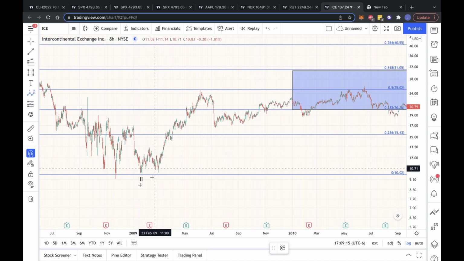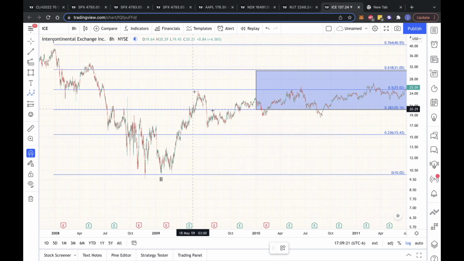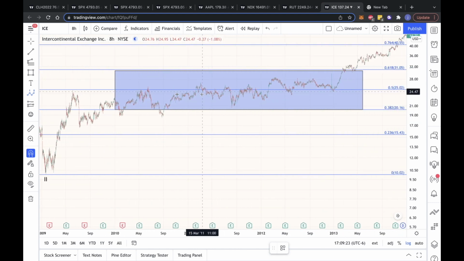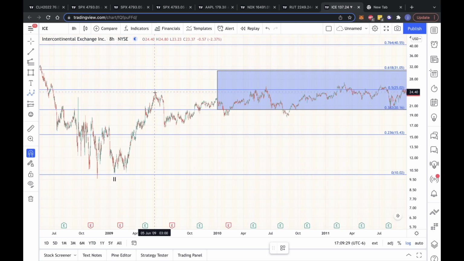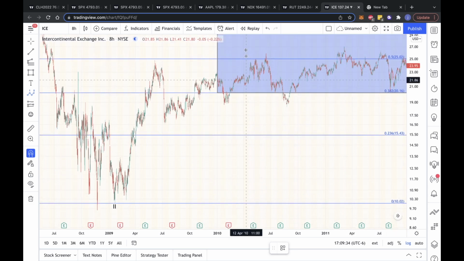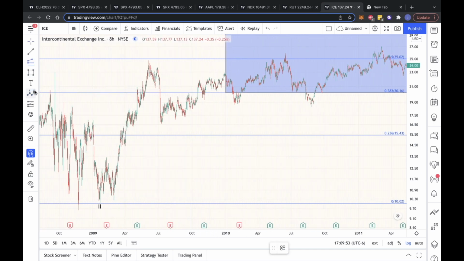We have a deep pullback in wave 2, and then we have an impulsive structure to the upside, a corrective pullback, and then one more high. So I would be inclined to potentially call this the top of wave 1, and this is an A, B, and C down, especially because this looks like 5 down off of this high. I don't love here that this potentially counts as 5 up, where we could have an ending diagonal for a 1, 2, 3, 4, and 5. But just as well, we could also count this as a potential ABC up here.